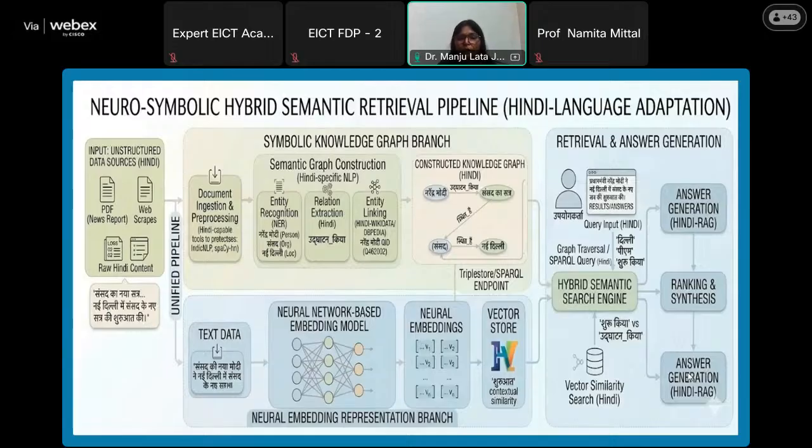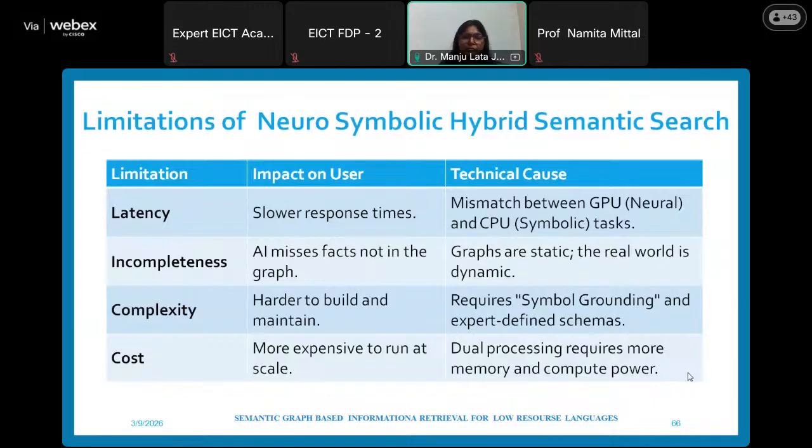This is how the hybrid symbolic semantic retrieval pipeline is processing that particular input text. Now again, as the semantic graphs had some limitations, the neuro-symbolic or hybrid architecture also has its own limitations. One limitation is the mismatch between GPU and CPU. Neural models perform well on GPUs, while semantic graphs can work on CPUs as well. So two different kinds of processors are required. If we do not take care of this, the response time will be delayed.